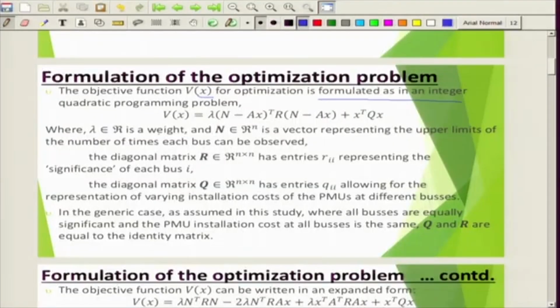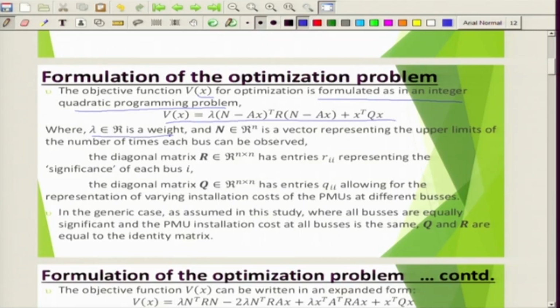It's not that we have sufficient money available so that we can place PMUs across every corner of a distribution system. It's very expensive, it's not possible. So what are the bare minimum locations where you can place the PMU, make the system observable, and yet keep the system very cost effective? So the objective function v of x for optimization is formulated as an integer quadratic programming problem, and this is the objective function. Now let us define it part by part.